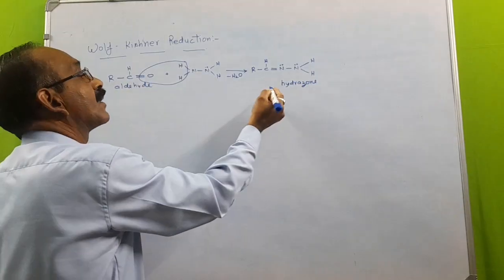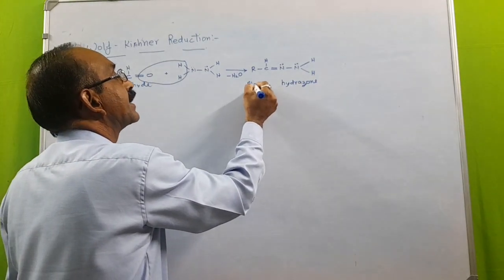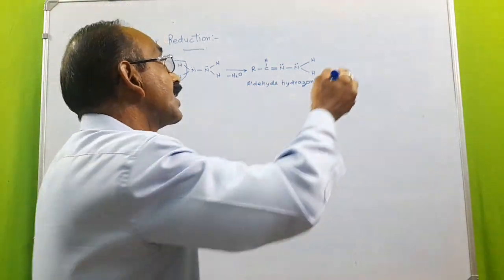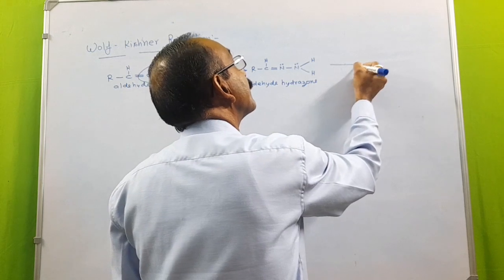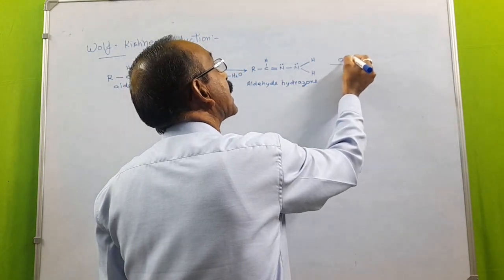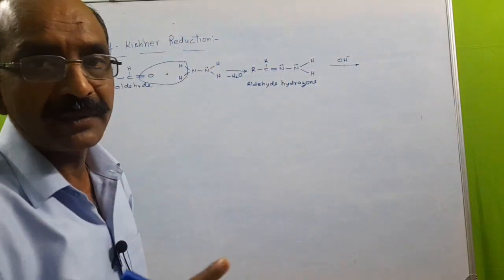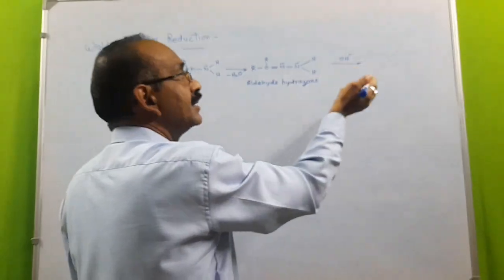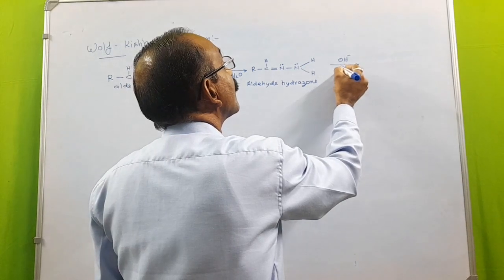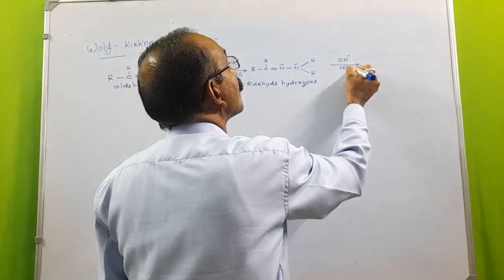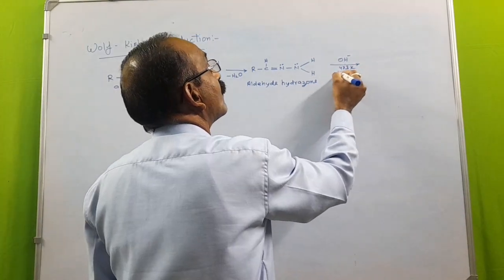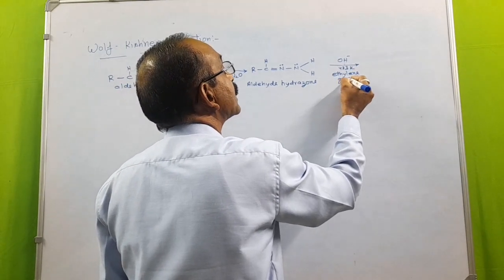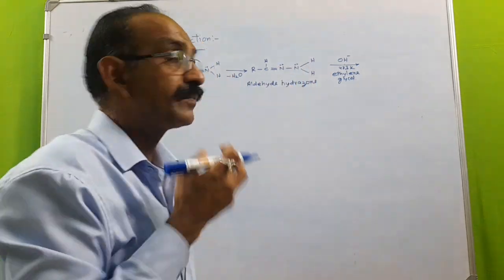As it is obtained from aldehydes, we may write it as an aldehyde hydrazone. Now what happens here? The OH minus ion, which is furnished by the KOH taken along with the hydrazine, in the presence of the solvent ethylene glycol, which is a high boiling solvent, is taken here.